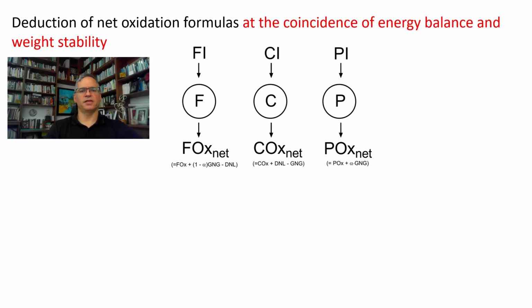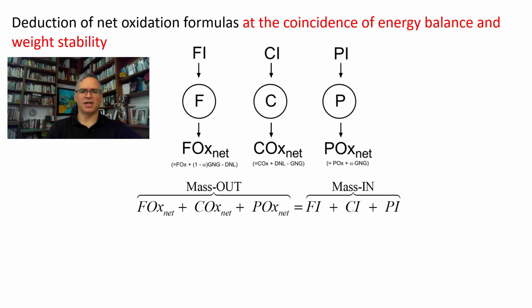I now use the intake net oxidation diagram to deduce a set of equations based on the calories in, calories out theory. These equations compute the net oxidation of each macronutrient at the coincidence of energy balance and weight stability. First, observe that the diagram implies that at weight stability, the average absorbed total macronutrient intake must be equal to the total net macronutrient oxidation. Otherwise, weight is increasing if the average absorbed mass is greater than the average net oxidized mass, or decreasing if the average absorbed mass is less than the average net oxidized mass.